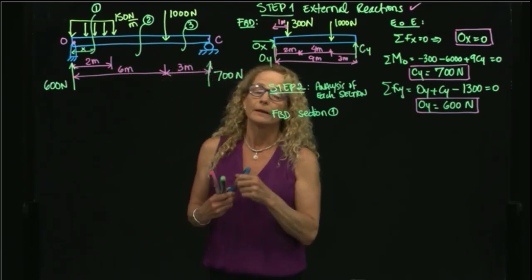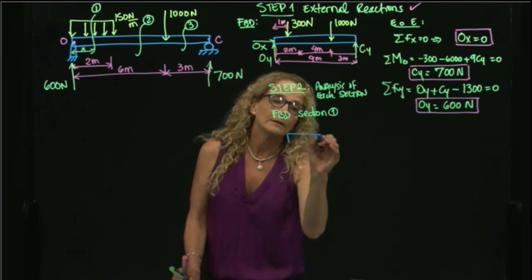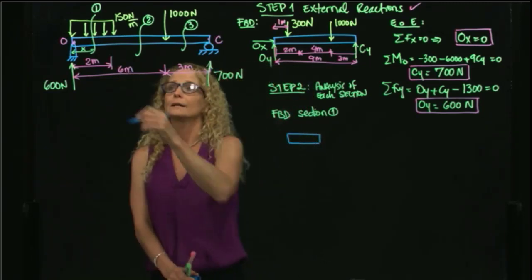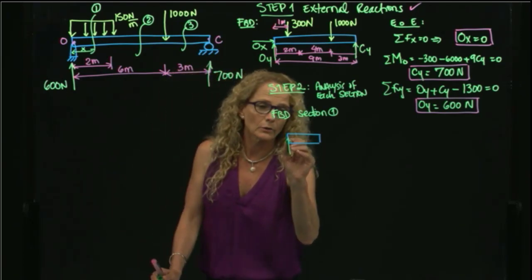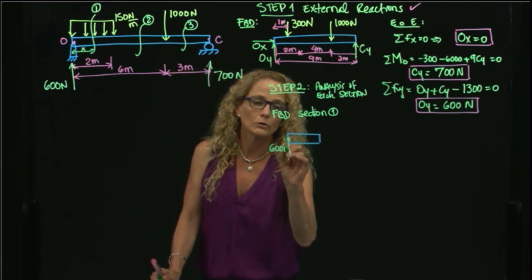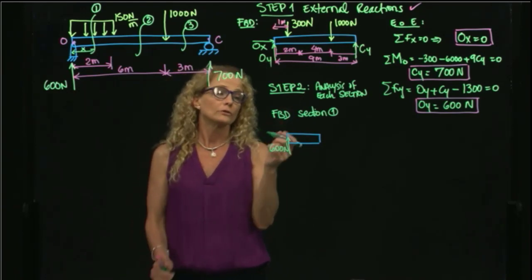Then I do my free body diagram of that section, right? And I have this force over here that I know is 600 newtons. And I have a distributed load, right?